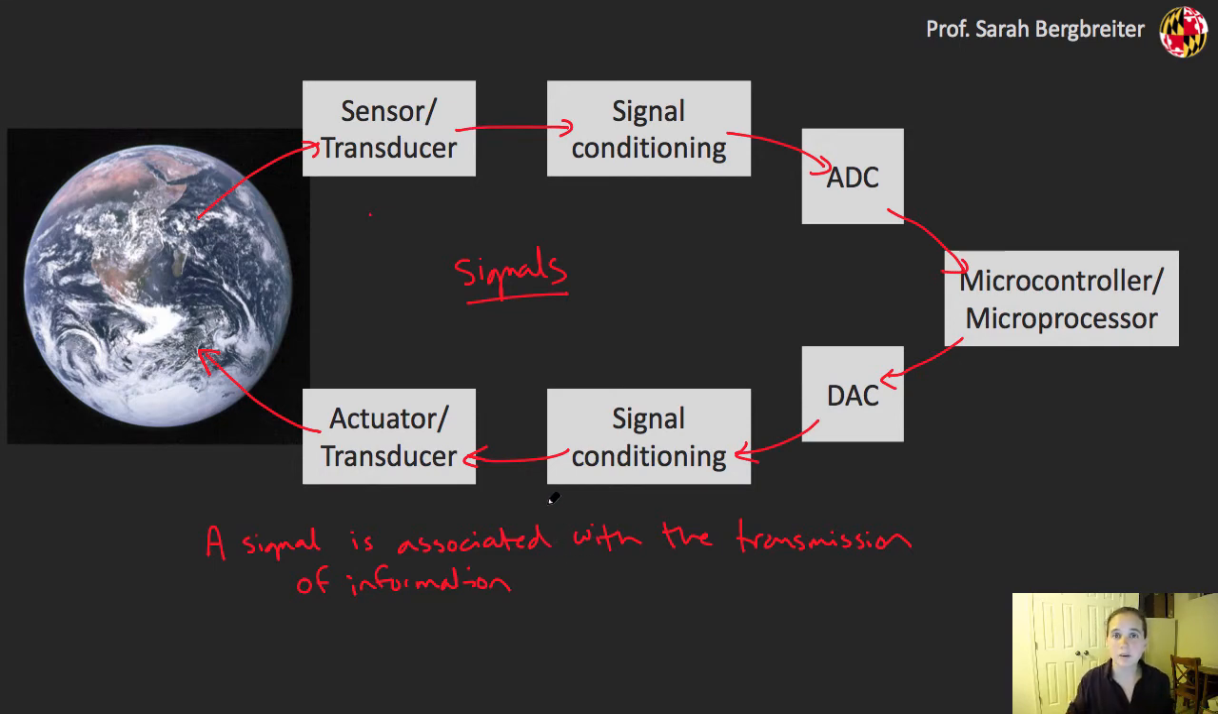So I'm always having some kind of information going over those red lines, and that might be a resistance signal, it might be a voltage signal, it might be a digital or a discrete signal, and so we want to provide some metrics and some parameters around signals so that we can talk about them more intelligently.